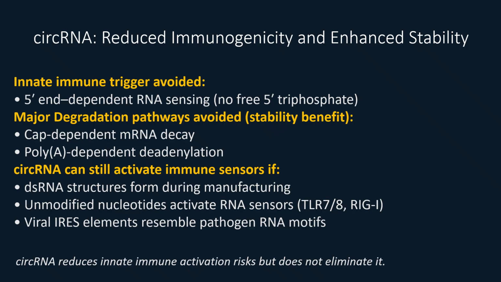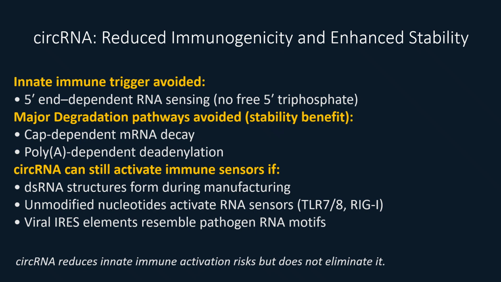So circular RNA changes two things, immune recognition and stability. No free 5' end means no exposed triphosphate. So circular RNA sidesteps that class of innate immune sensing. And without a cap or poly A tail, the major decay pathways, deadenylation and decapping, cannot initiate. So that's a big part of why circular RNA persists longer.